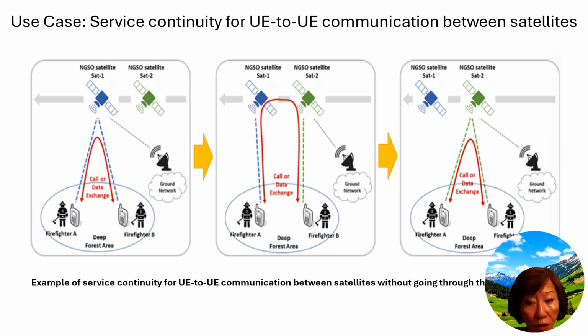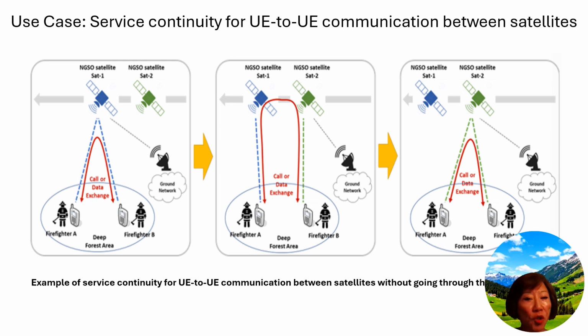The deep forest setting highlights the importance of satellite communication in areas without terrestrial network coverage. So it is covering very remote areas, like in the deep forest. The firefighter scenario emphasizes the use case for emergency services. As you can imagine, firefighting is an emergency, and critical communications.